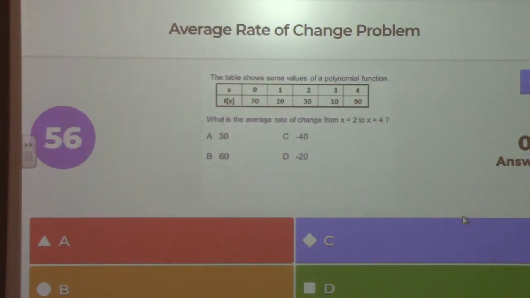Okay, average rate of change problem. No, it's exited. Oh, I didn't even look at the bottom part. I got that wrong.